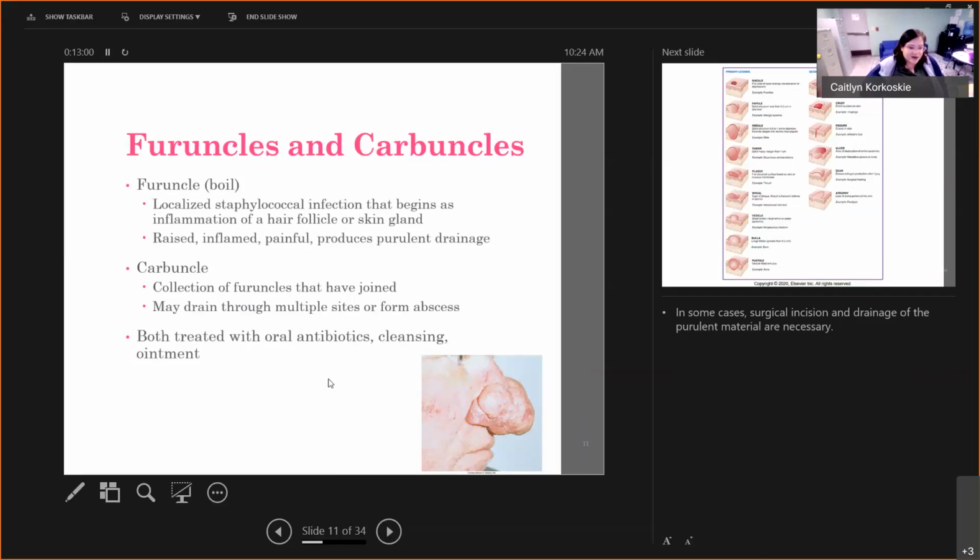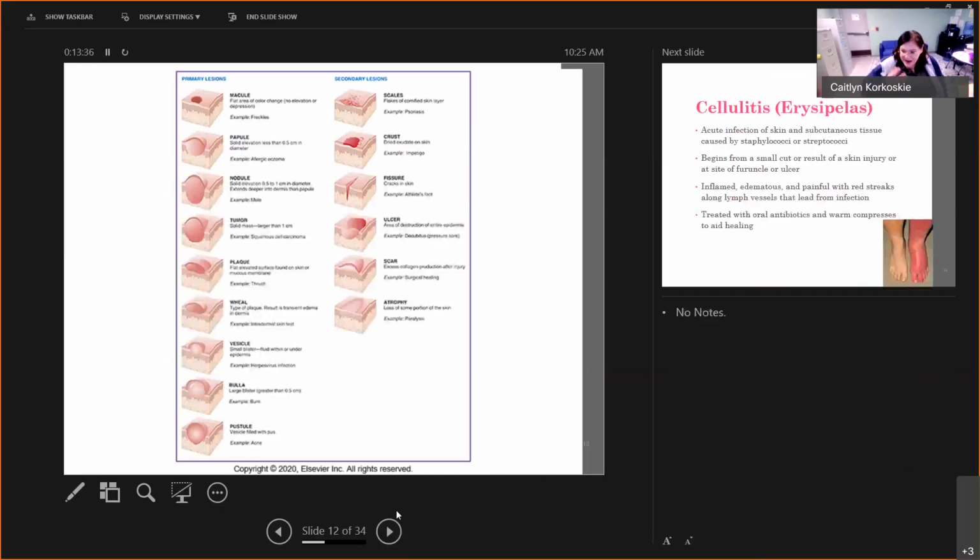A carbuncle is a collection of furuncles, a collection of those boils that have joined together and then may drain through multiple different sites or form an abscess together. So it might clump together and form one big abscess, or clump together and form a bunch of cells. But both are treated with oral antibiotics and then cleansing ointment. Or if they do become open, then usually they are drained by the doctor. We'll try to get the sac out so it doesn't happen again.